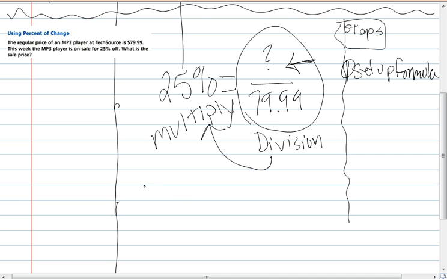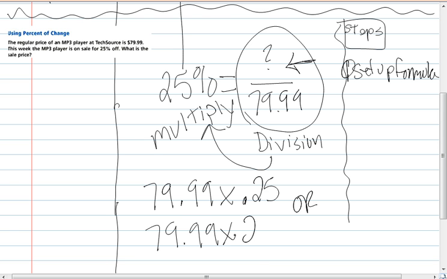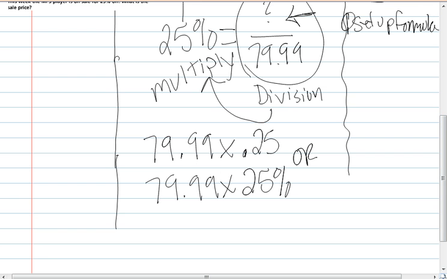So you can type this in your calculator one of two ways. You can type 79.99 times 0.25, or if you're using a really cool graphing calculator, you can push 79.99 times 25%. Remember, I told some of y'all yesterday or the day before to never use that percent key. We would use it later for something else. Well, here's later. We're using it for something else.